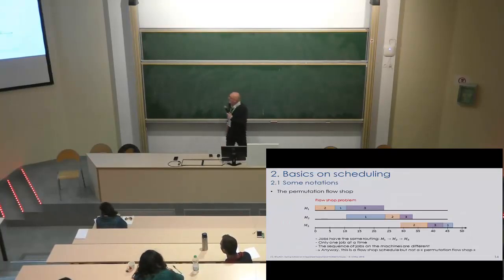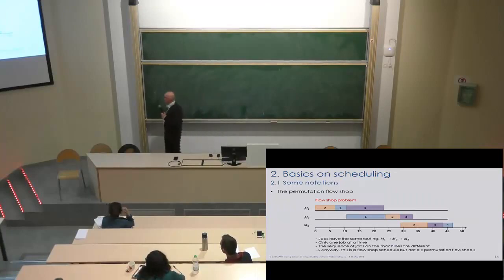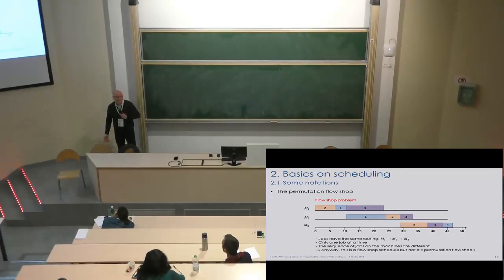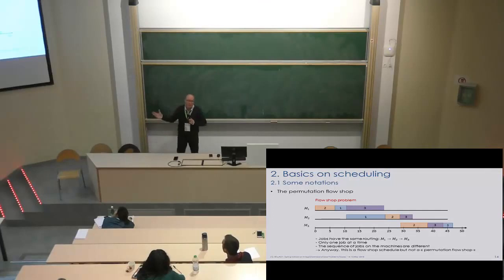Now maybe a last definition of a particularity: the permutation flow shop. Here in this example you can see a flow shop schedule. It means all the jobs are scheduled first on machine 1, then on machine 2, and then on machine 3. And the sequences on machines 1, 2, and 3 are not the same. Maybe it's not a good solution, but anyway, it's a flow shop.